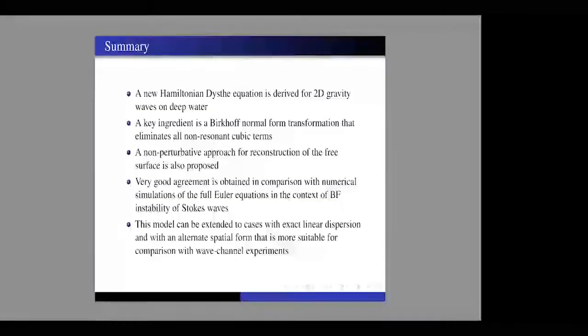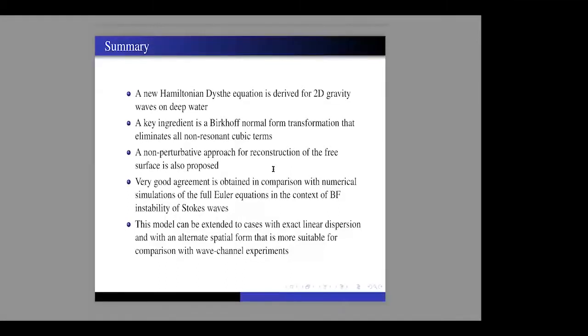So that's it. So, summary. A new Hamiltonian Dysthe equation is derived for 2D gravity waves on deep water. A key ingredient here is a Birkhoff normal form transformation that eliminates all non-resonant cubic terms from the Hamiltonian. And by the same token, we get a non-perturbative approach to reconstruct the free surface given the wave envelope. And that's somewhat different from the classical procedure. Very good agreement is obtained in comparison with numerical simulations of the full order equations in the context of the Benjamin-Feir instability for Stokes waves.